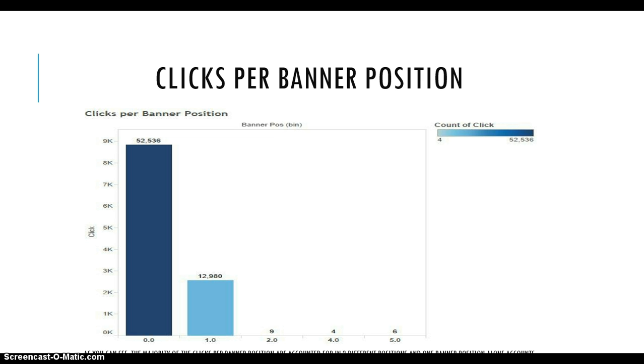And then the last observation was clicks per banner position. This one I found very interesting. There were about 5 different banner positions, and 2 of the banner positions, meaning where the ad sits on the page, were the most important. In fact, one of them accounted for over 50,000 of the clicks. So you can see that the banner position has a huge impact on whether those ads are clicked on or not. So I found this one very interesting.